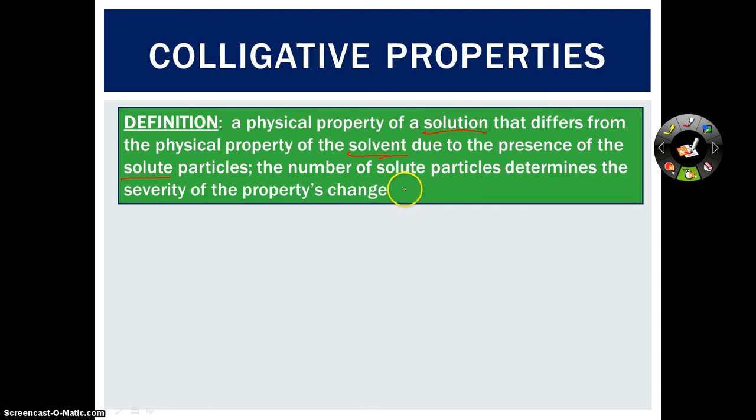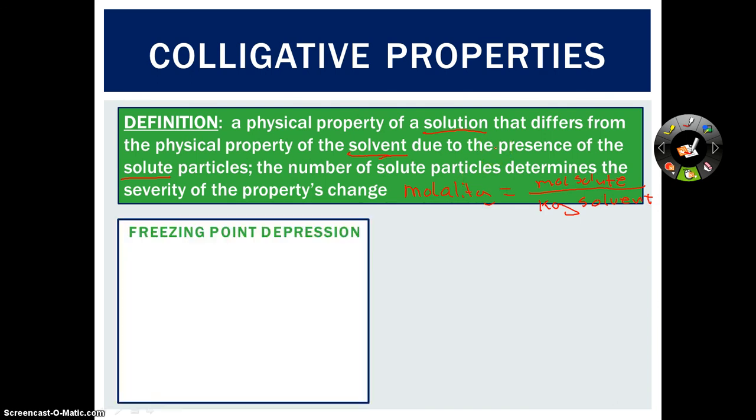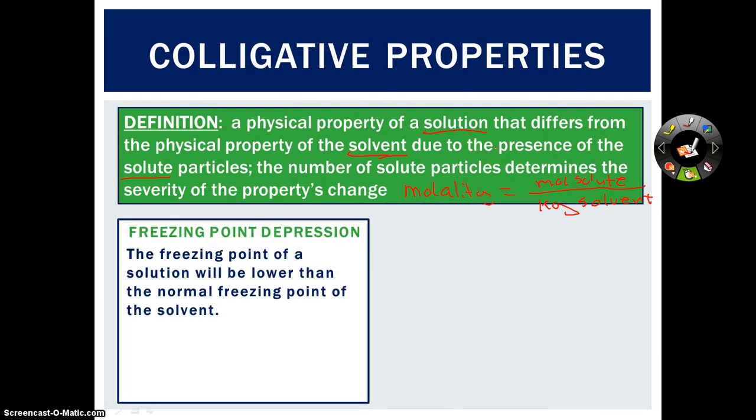How we measure that, we use molality. Because remember, it's the moles of solute over kilograms of solvent. That solute to solvent ratio is important for colligative properties. So there's two colligative properties we're going to focus on.